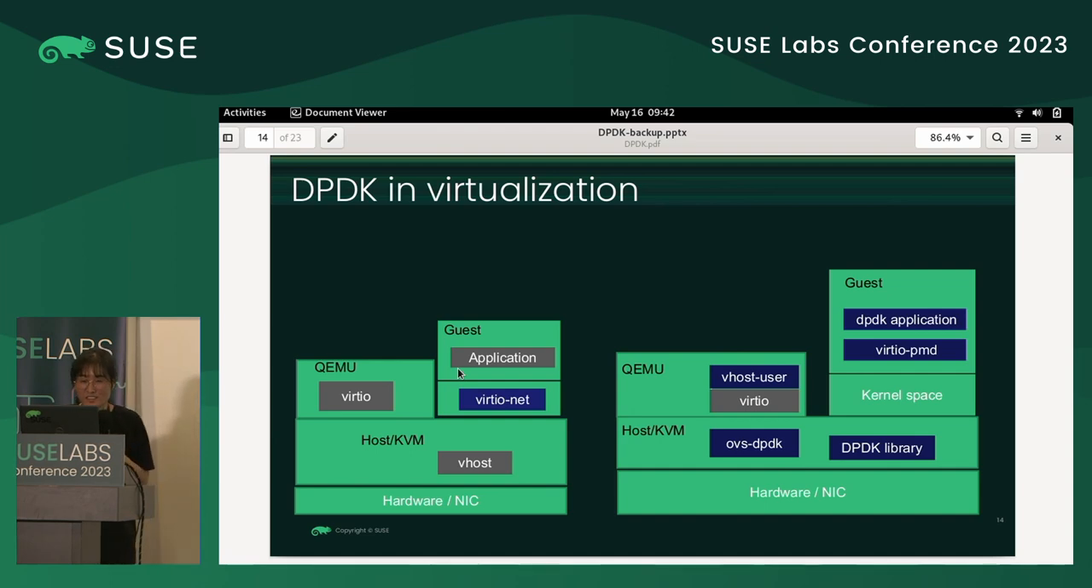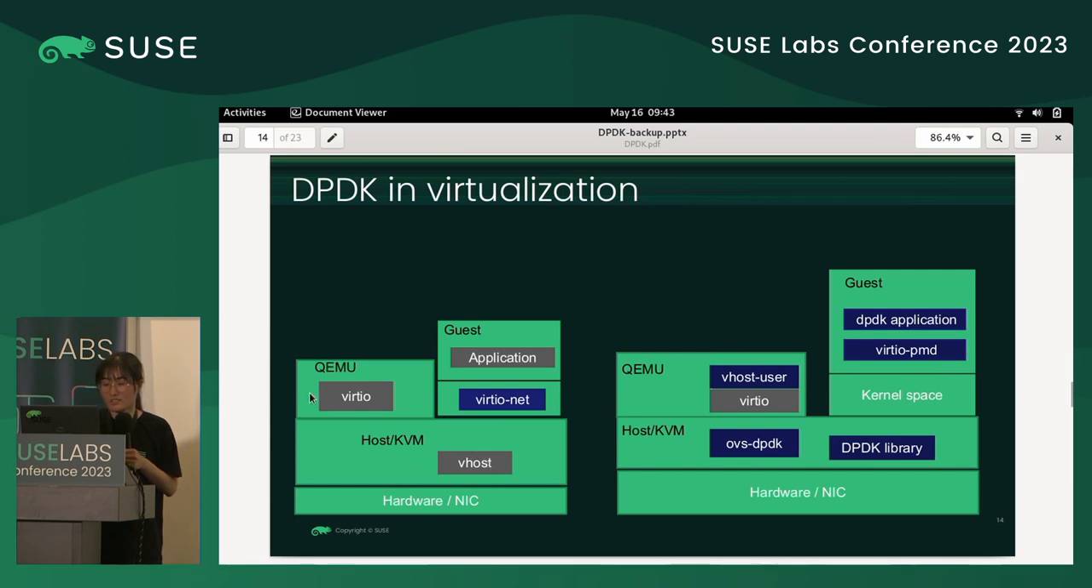Next, I would like to introduce the DPDK in the virtualization environment. On the left, if we don't use the DPDK, the stack is like this: the hardware, the operating system running on the hardware, and the QEMU process running in user space. And in the guest kernel space, there is the virtio-net driver, and you can also run any applications in the guest.